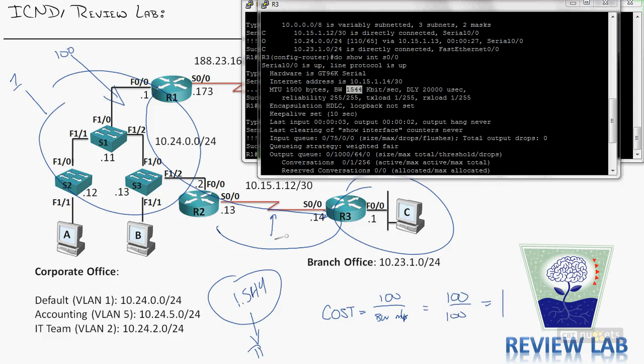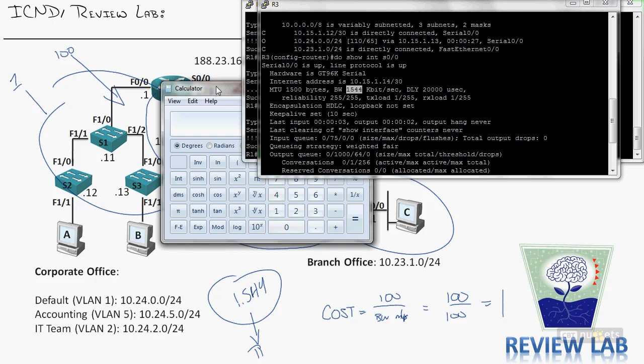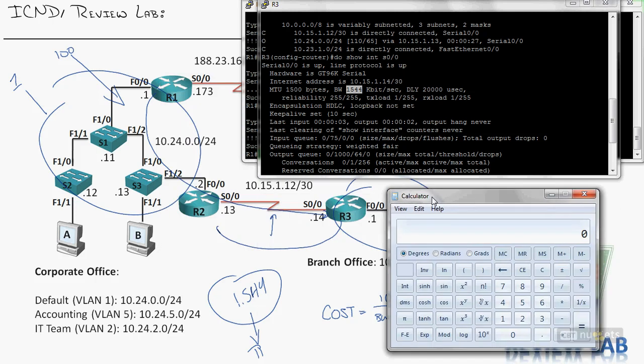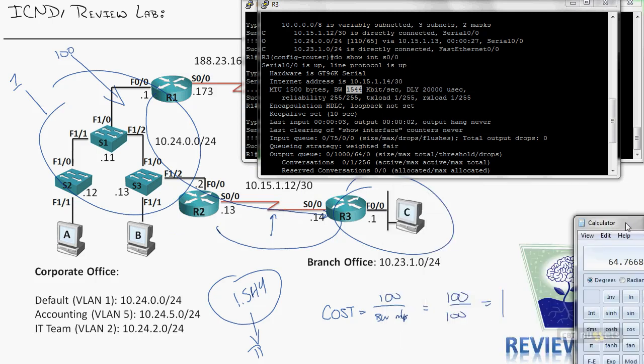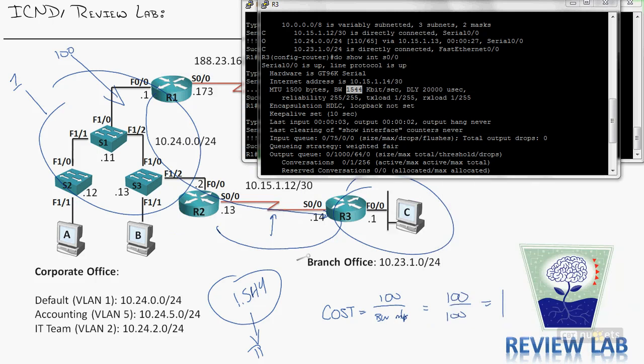Okay, so let's do a quick little calculator formula. If I could type calc right in Windows, I come in here and do 100 divided by 1.544 megabits per second. That's my cost formula, right? Now, OSPF does not round. It says that's a cost of 64. So it sees this line right here as a cost of 64 because it takes that formula, 1.544 divides into 100, and so 64. Okay, so now add them up, right?